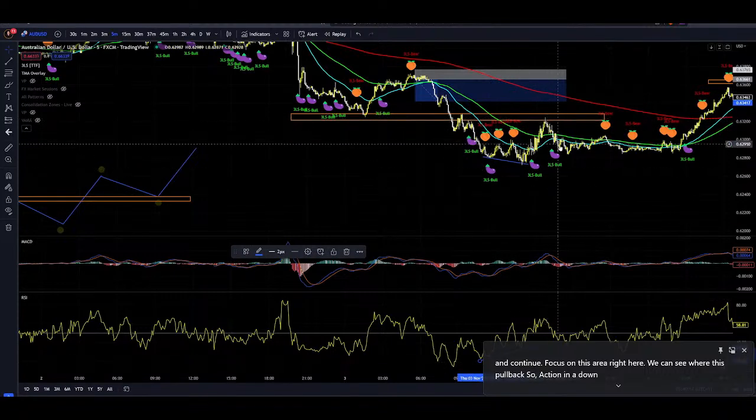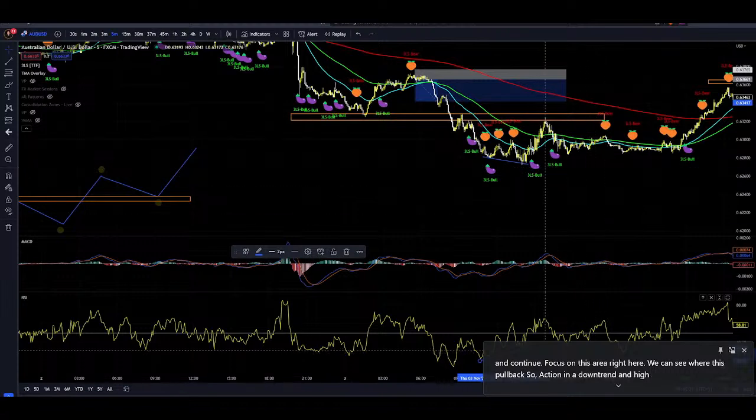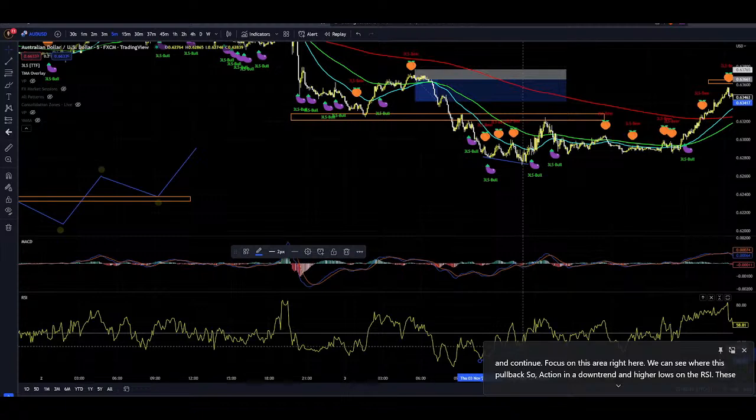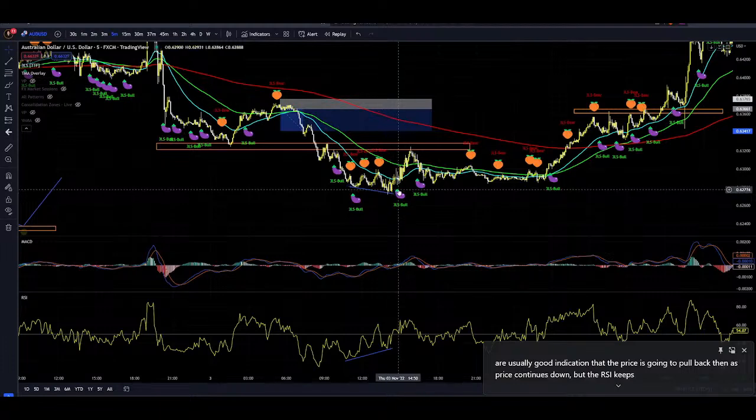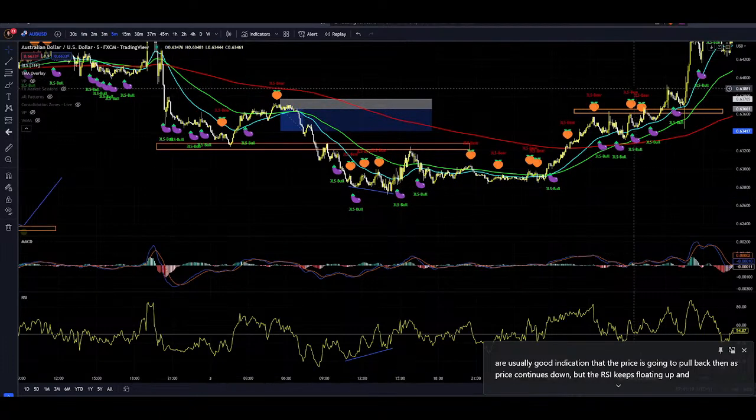Then as price continues down, but the RSI keeps floating up and doesn't seem to want to drop below that previous point, you kind of have a great indication that the likelihood of that trade continuing in that direction is not good. Now, you're not looking for full reversals at this point because those happen once in a blue moon, but you now know that a period of consolidation and/or a retracement to a Fibonacci level is likely.